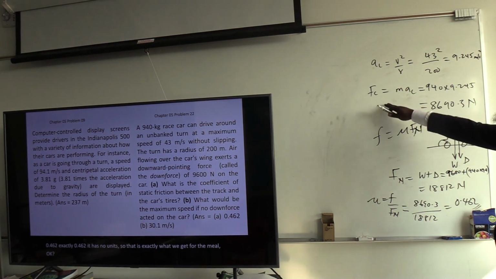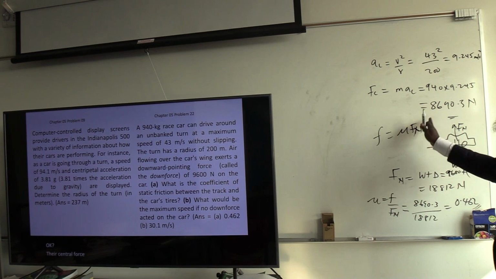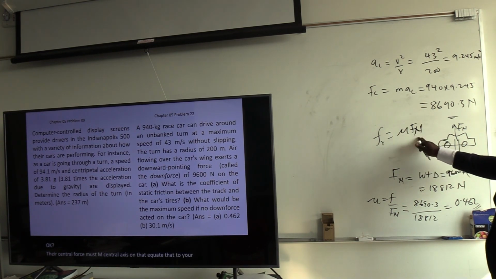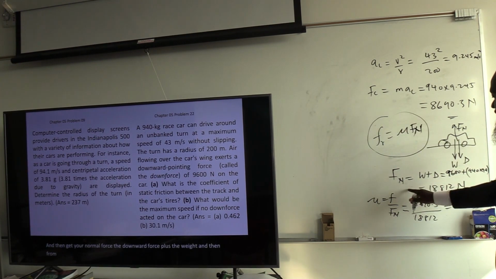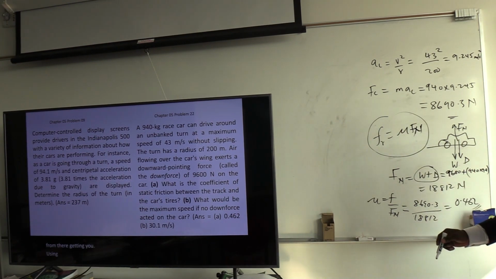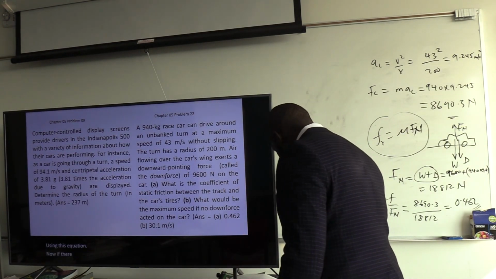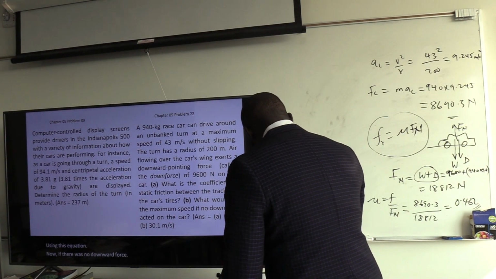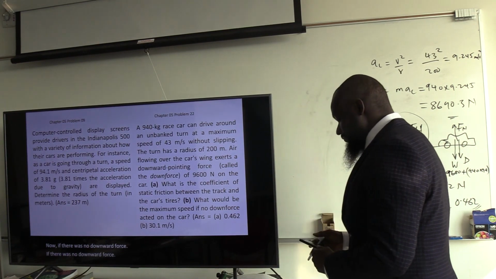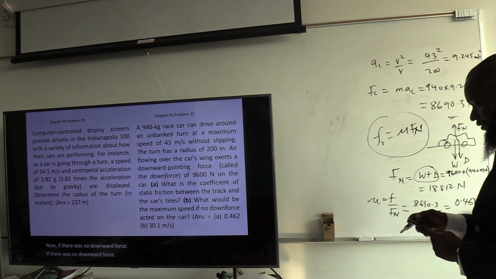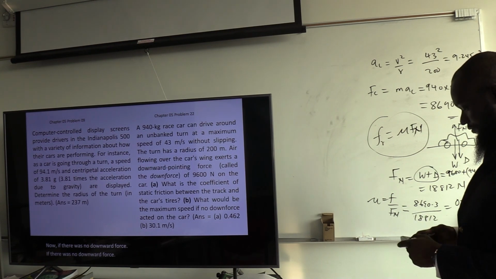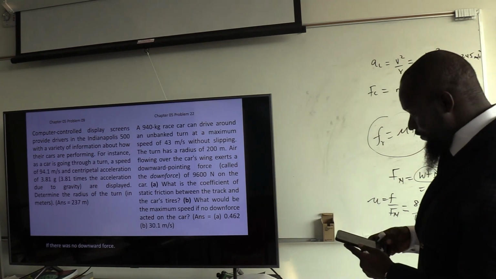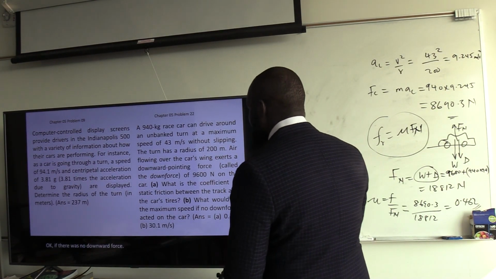Get your centripetal force, mass times centripetal acceleration, and equate that to your frictional force. And then get your normal force, the downward force plus the weight, and then from there get mu using this equation, okay? Now, if there was no downward force, and the second question, so what would be the maximum speed?